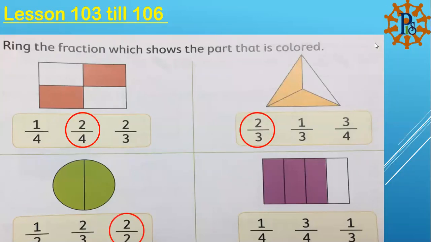Okay, the last one, Ibrahim. This one represents one fourth? I talk about this violet one, okay? One fourth, three fourths, or one third? Three fourths. Okay.